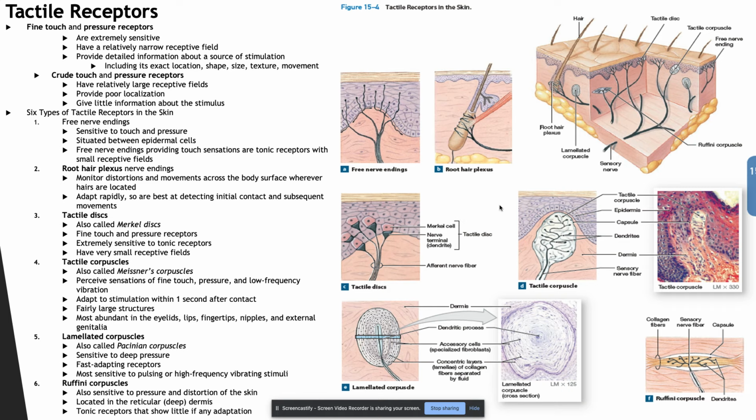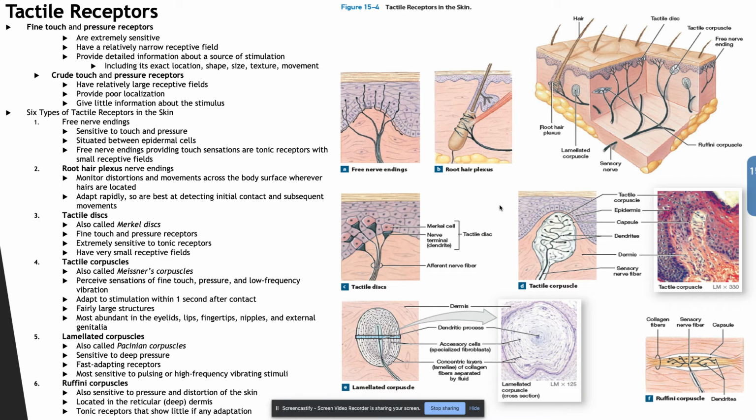Wherever hairs are located, the nerve endings of the root hair plexus monitor distortions and movement across the body surface. So when a hair is displaced, the movement of its follicle distorts the sensory dendrites and produces action potentials. These receptors adapt quickly, so they are best at detecting initial contact and subsequent movements. For example, you generally feel your clothing only when you move or when you consciously focus on a tactile sensation from the skin.